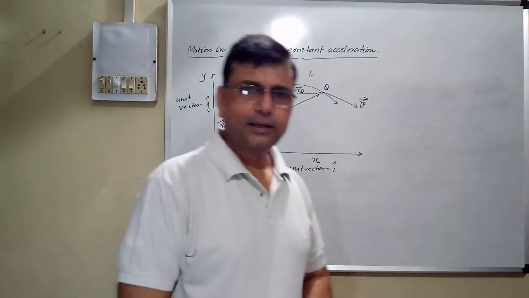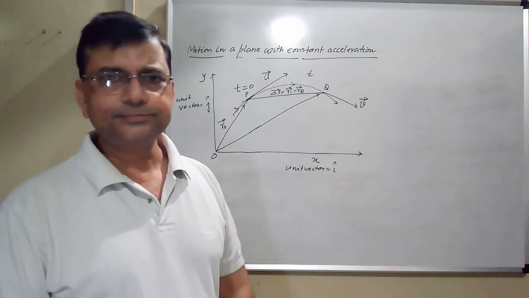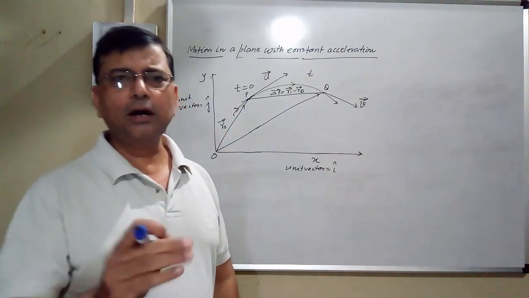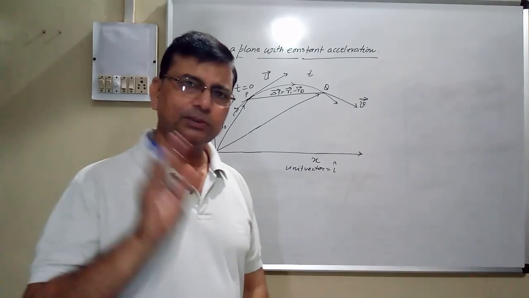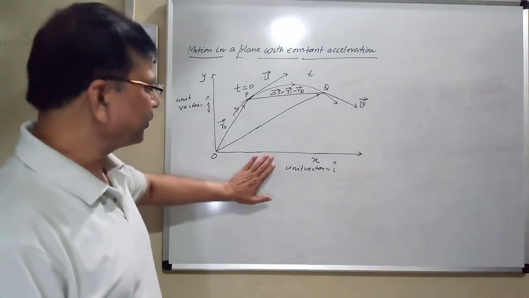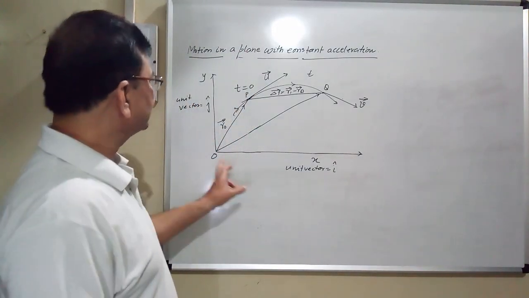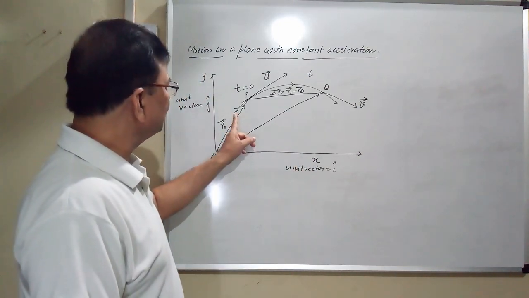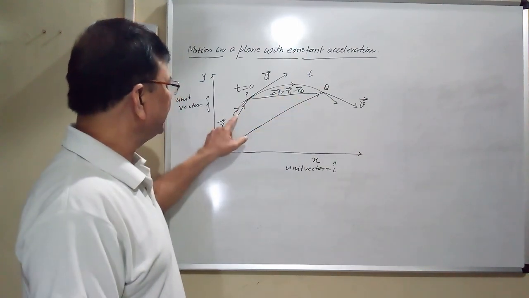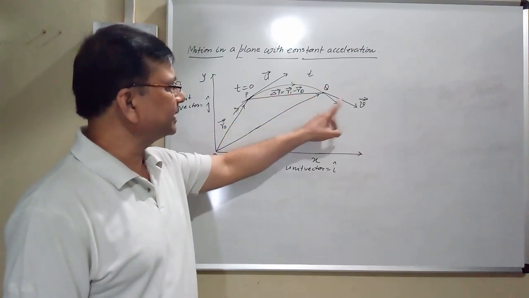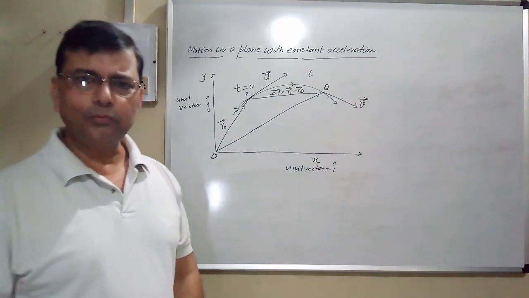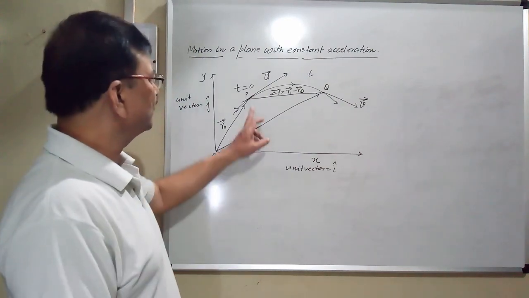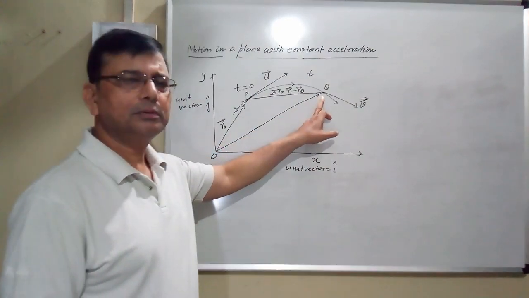So my dear students, we are going to start a very important bit, that is the motion of an object in a plane with constant acceleration. Here I have drawn this figure, x, y, the reference frame, and the object is moving along this path, right? Along this path it is moving, and we have selected two positions of the object in this plane. One is P, another is Q.